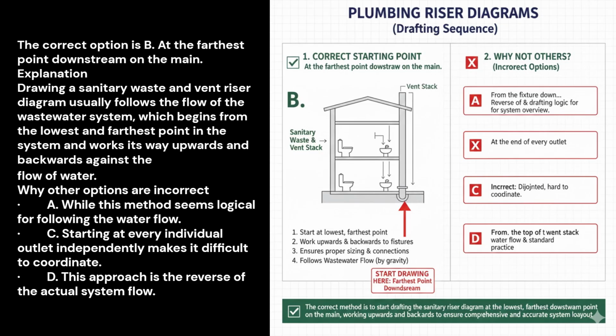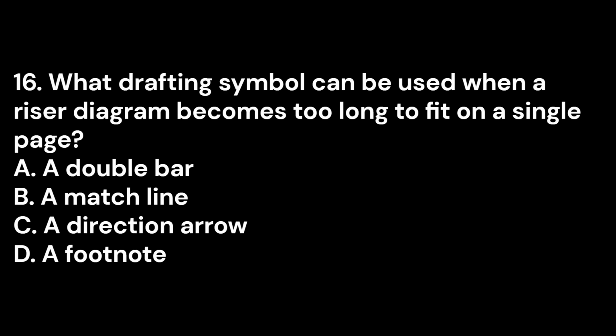C. At the end of every outlet. Starting at every individual outlet independently makes it difficult to coordinate and connect all branches into the main stacks and risers in a coherent and complete diagram. D. From the top of the vent stack down to the septic vault. This approach is the reverse of the actual system flow and the conventional drawing method. Vent stacks are extensions of the drainage system through the roof to allow air circulation, not the starting point for the overall system layout.